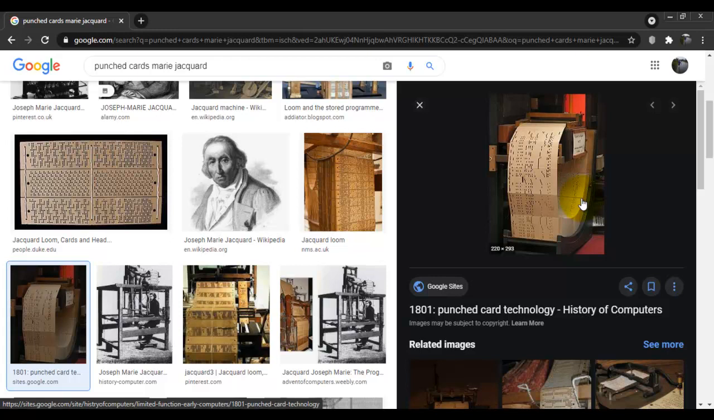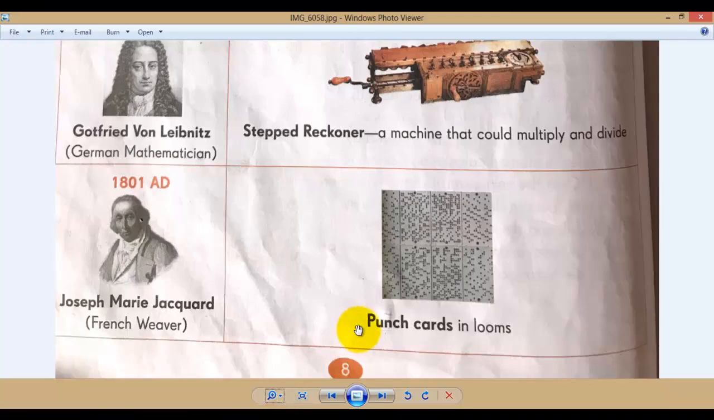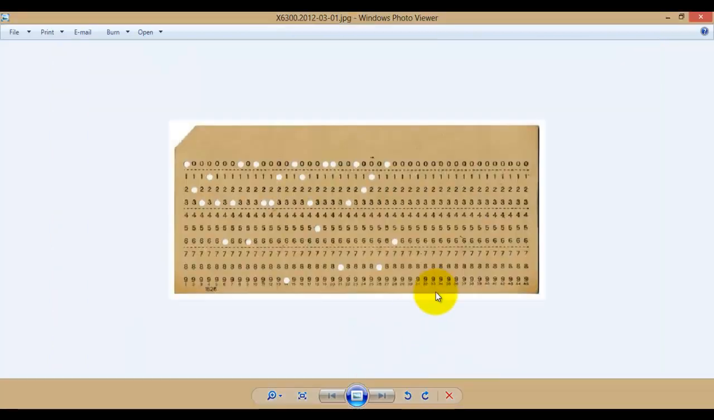There must be a sequence of punched holes. So by counting the number of punches made in this paper or metal, we will get the answer of the calculation. What calculations can we do with this punch card? We can calculate addition, subtraction, multiplication and division with this punch card in looms.